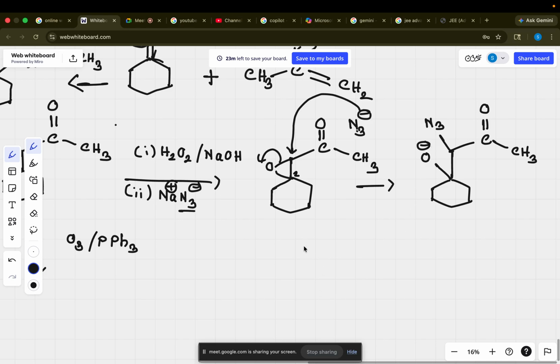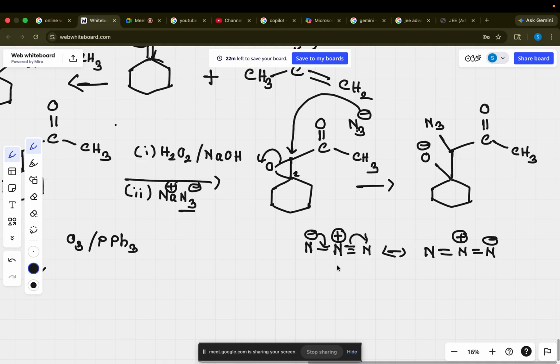So if you see the structure of N3 minus, it will be basically like this: nitrogen triple bond nitrogen. This nitrogen will be positively charged and this nitrogen will be negatively charged. Now you can show the resonance. So basically you will get nitrogen double bond nitrogen double bond nitrogen, where you get a positive charge here and a negative charge on this one.